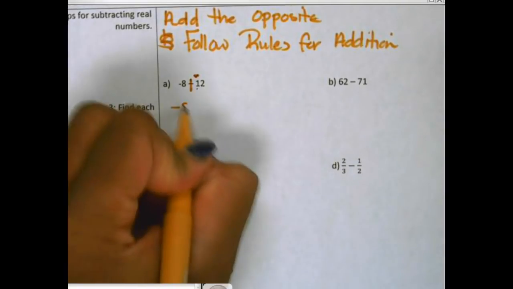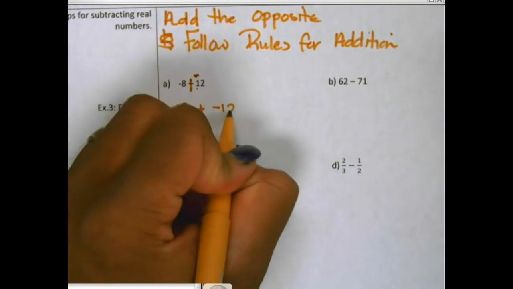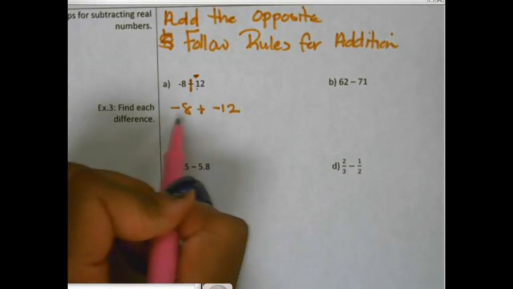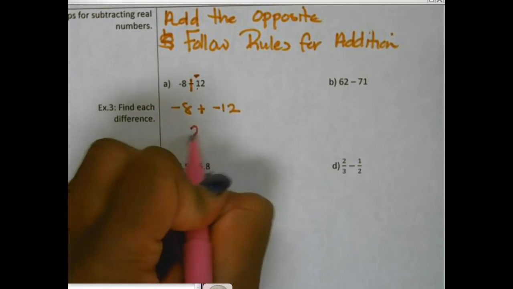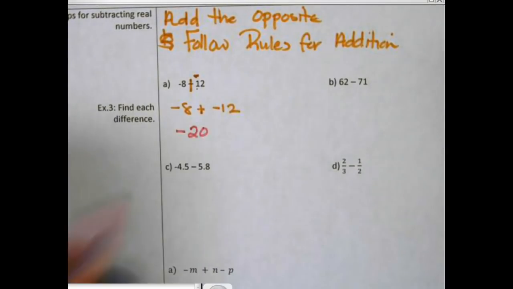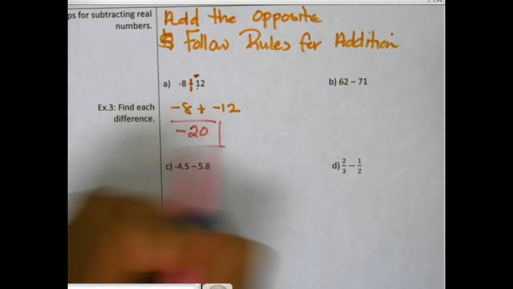So this is what we're looking at now. And then I'm going to follow the rules for addition. They have the same signs, so I'm going to add the numbers, which is 20, and I'm going to keep the sign the same, negative, because I just became more and more and more negative.